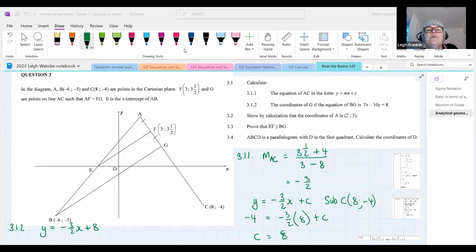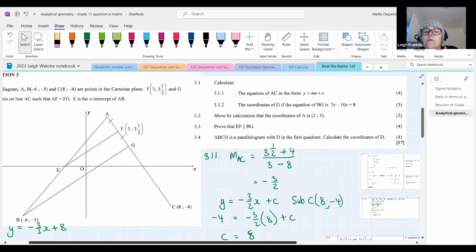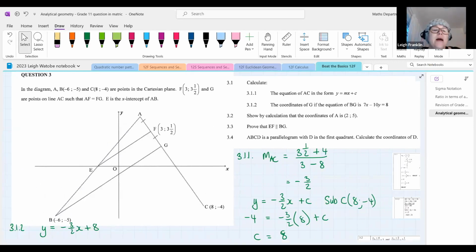Okay, Nhlanhla, good. That's fine. Nhlanhla, now go and have a look at question 3.3. You have to prove that line EF is parallel to line BG. Let's see if you can do that.